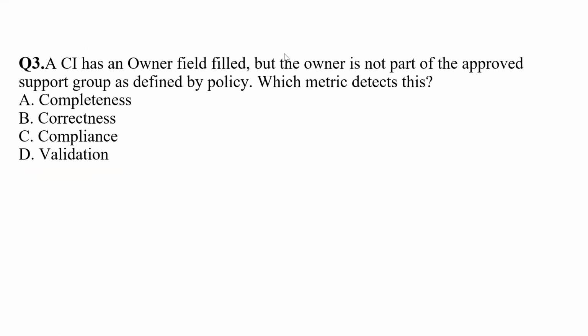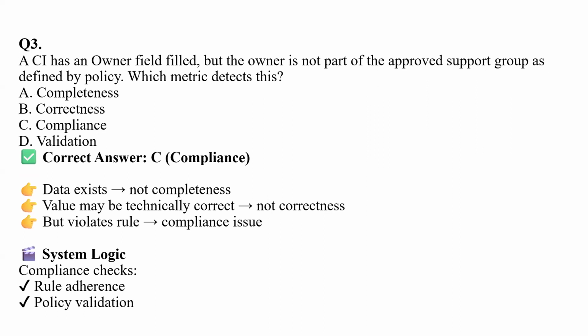Here, a CI has the owner field filled, but the owner is not part of the approved support group as defined by policy. Which metric detects this? As per this question, the policy is not followed, so that is the compliance issue. Option C is the correct answer, compliance. Data exists, so it's not completeness. The value may be technically correct, so it's not a correctness issue. But it violates the rule, so that's the compliance issue. Compliance checks whether the rule is followed or not, I mean rule adherence, policy validation.